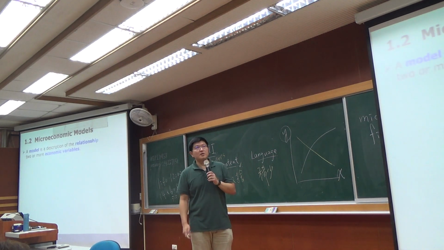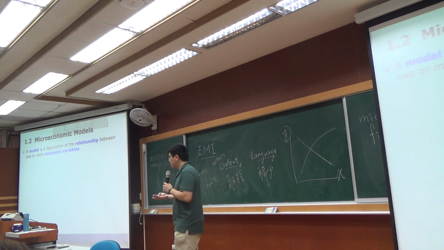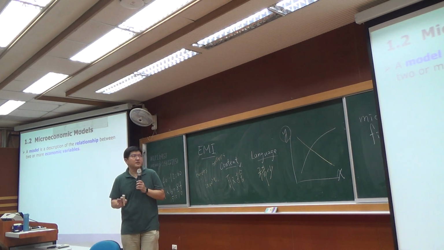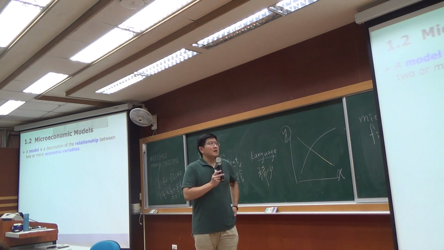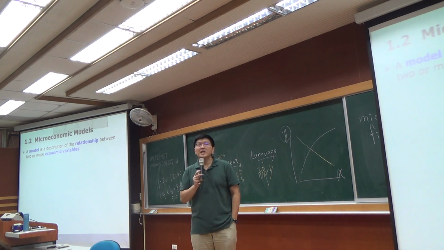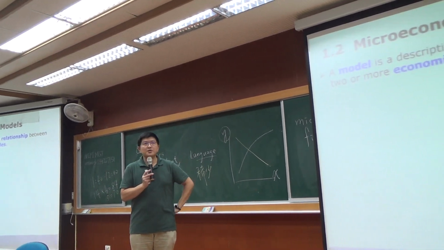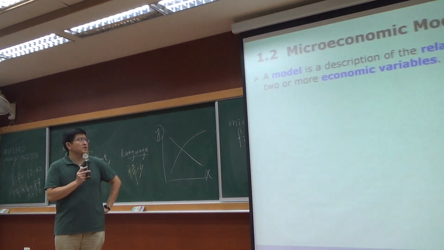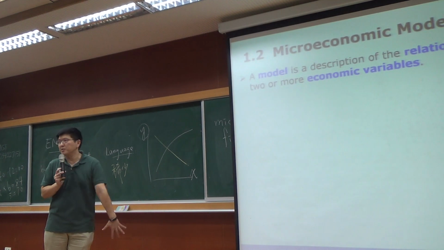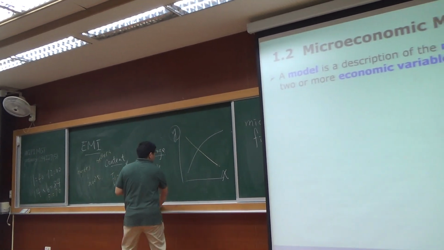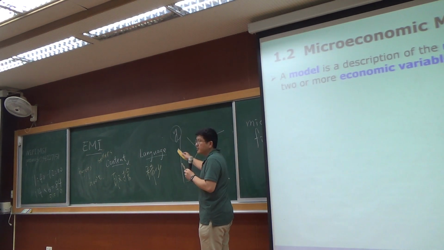And talking about the models, because it is chapter 1, you may find it's not very difficult, right? Okay, what is a model? Model is a description of a relationship between two or more economic variables. So we have two variables here, right?